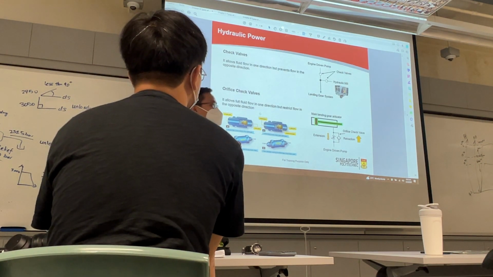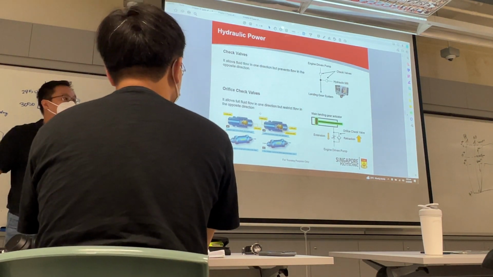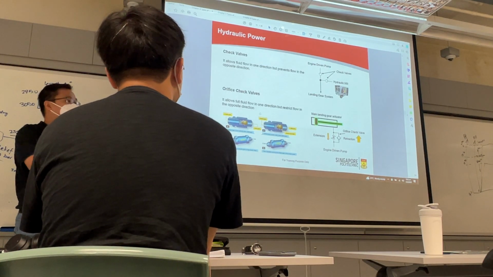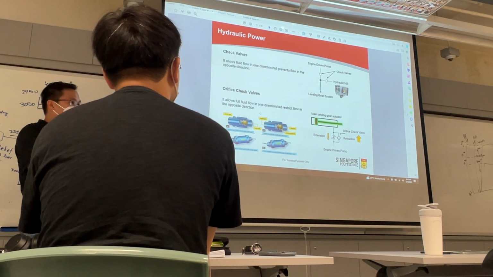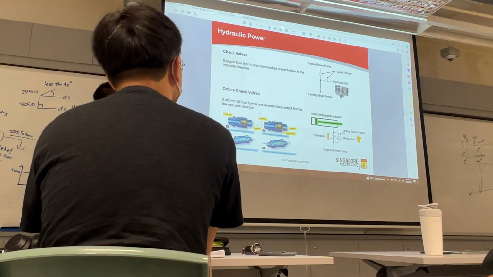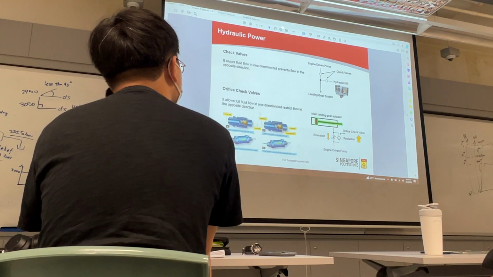Orifice check valve is different. Orifice check valve means 100 of you can leave. We actually are fluid particles. Go up, come back 50. Okay, where on earth do we need this orifice check valve?